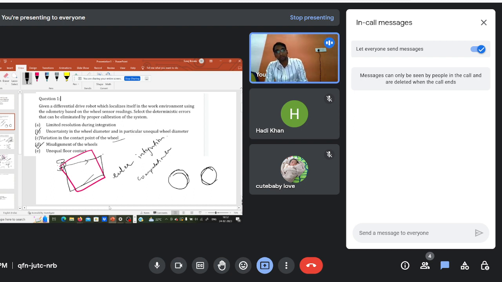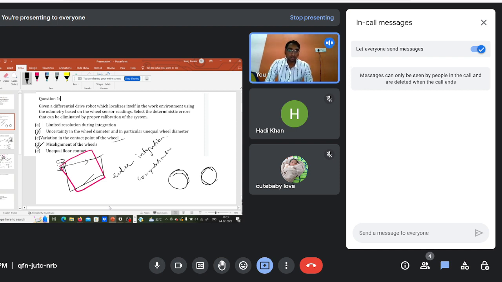Some errors, you cannot do anything about. For example, the wheel slipping on the ground. On different parts of the ground, the point of contact will change due to roughness of the ground. You cannot predict how much slip there will be, so you cannot calibrate that. Where the difference in wheel size is constant, the cause and the effect are also constant, and you can compensate it.